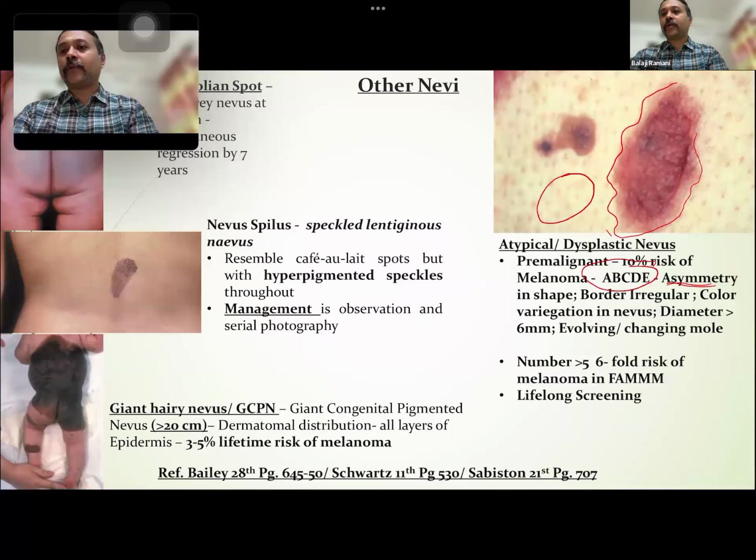Asymmetry: the shape is not routinely like this. It will be somewhat different. It is not a classical shape which you get. So that kind of difference is going to be found.